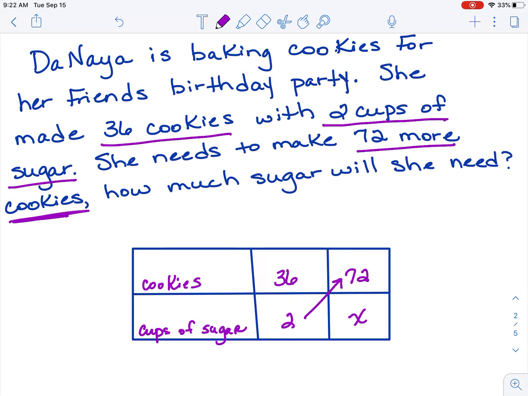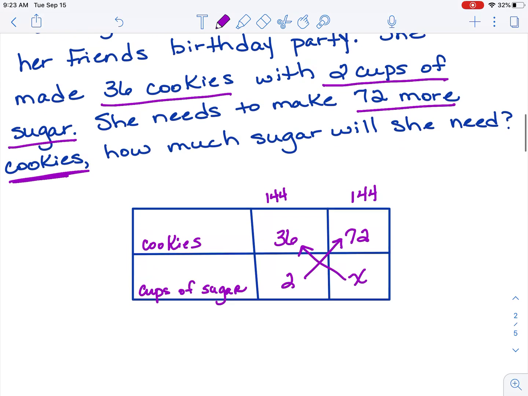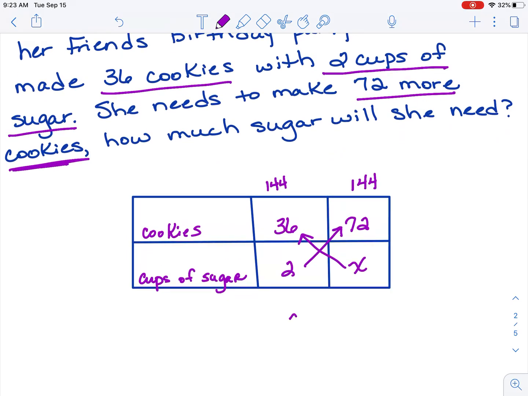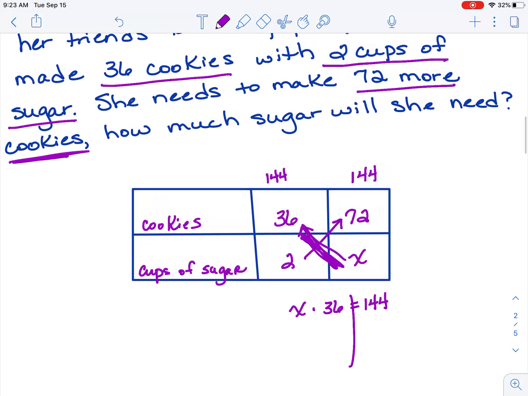So I can say 2 times 72 is 144. So x times 36 is 144. Yeah, that's big numbers we got to calculate. We're not scared. So x times 36 has to equal 144. That's what this arrow right here says.